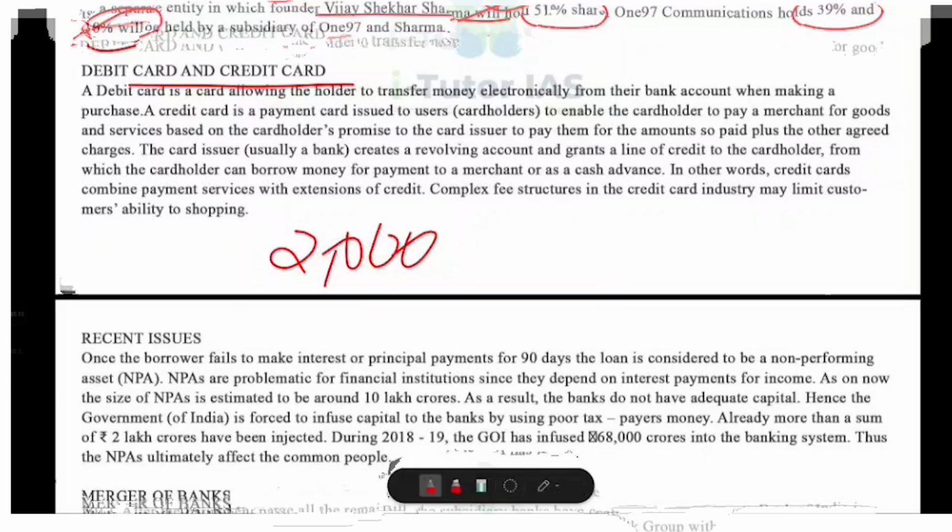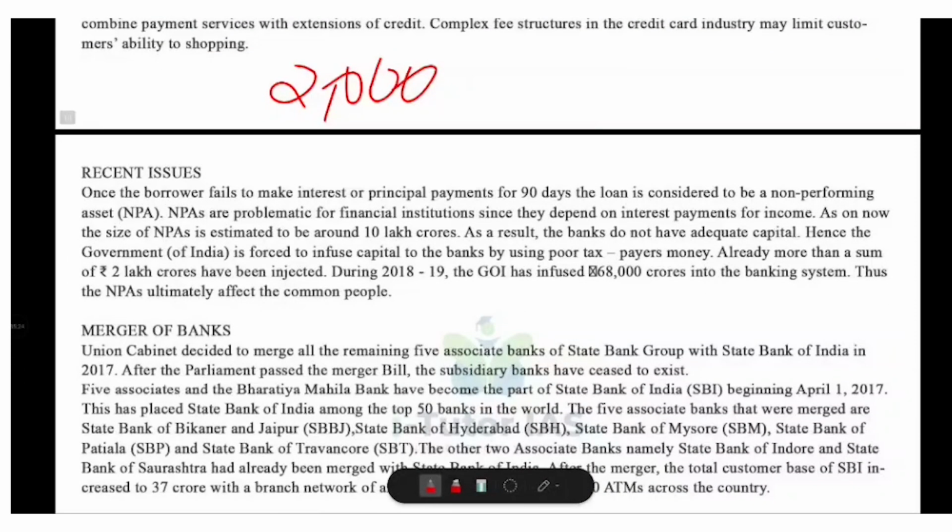Okay. Now, what is NPA or non-performing assets? I'll tell you. Suppose a borrower fails to repay the loan amount or the interest for 90 days or more, that loan is classified as a non-performing asset. In simple words, it means the bank has given money to someone, but that person or company is not paying it back on time.